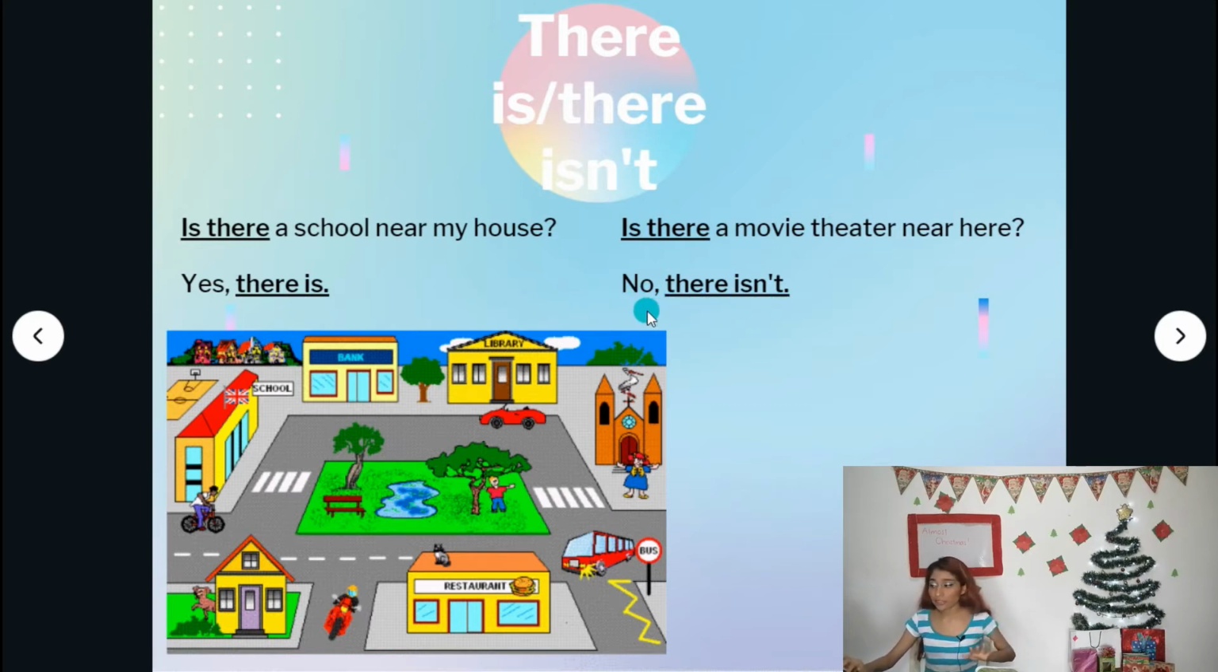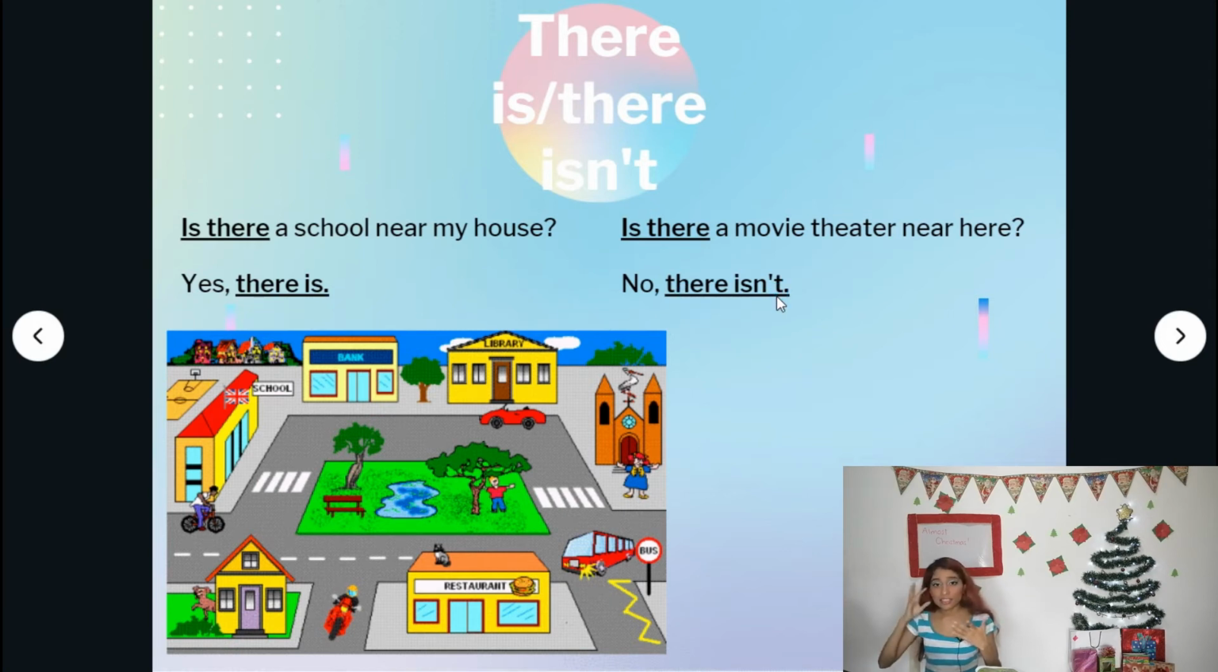So, this is the difference. When we have yes, there is, no, there isn't, okay? All the questions start, todas las preguntas inician con is there because I'm asking about only one place, porque siempre estaríamos preguntando sobre un solo lugar. They are singular, so we start by is there a school? Is there a movie theater? And depending on the map or the information that they are giving you here, dependiendo de la información o del mapa que te estén dando, you are going to answer yes there is or no there isn't, okay?